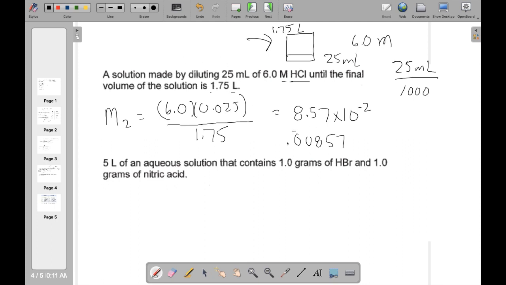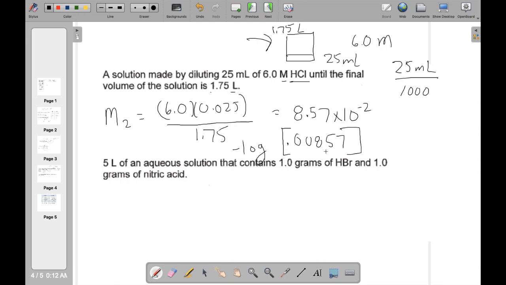Now, I need to find the pH of this. Well, I already have my molarity, which is my concentration. And this is a 1-to-1 ratio, so I don't have to multiply this hydrogen ion by 2 or 3 or anything. So I just need to put this in my calculator. Minus the log of my concentration should equal my pH. Let me do that now. Minus the log of 0.00857 equals.